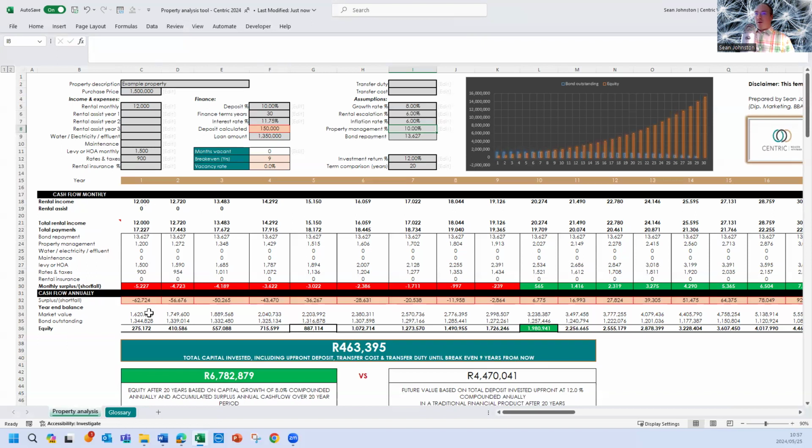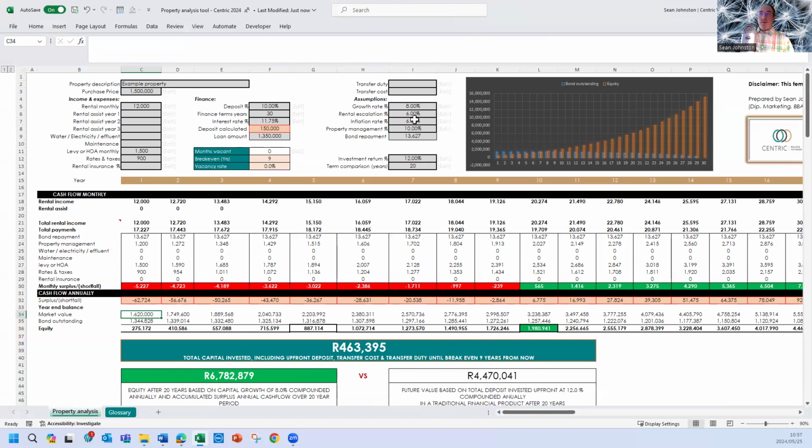And then we can start plotting the cash flow per year based on these assumptions to determine when the property will break even, and also what the expected equity market value is, increasing over time. And of course, your outstanding bond will reduce through amortization. So in this case, with the 12,000 rental going through over here, your 1.5 million has grown by 8% after the first year to a value of 1.620.